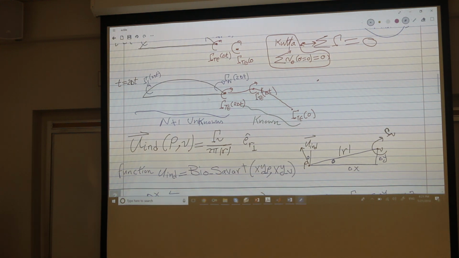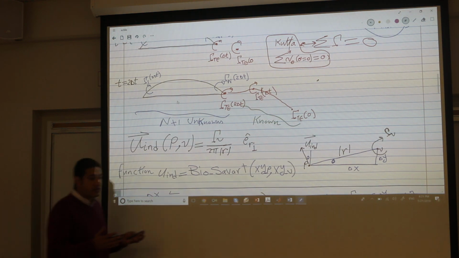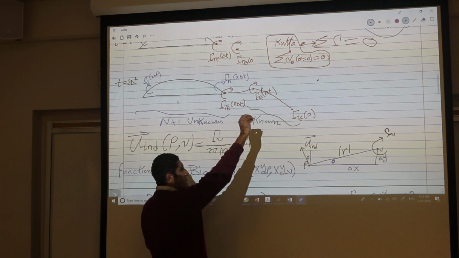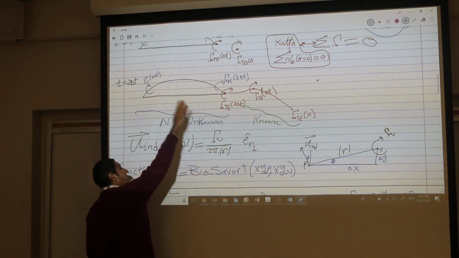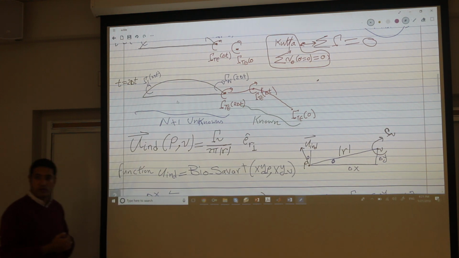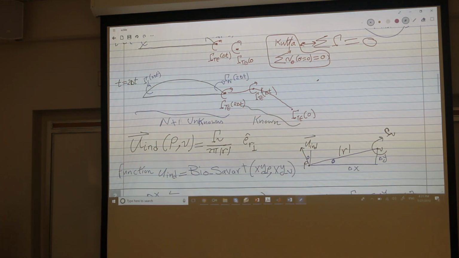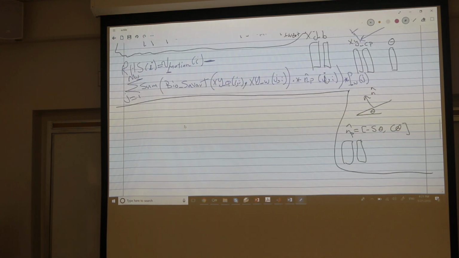They are known now. So U induced due to this guy due to bound, right? And this is the absolute velocity, or inertial. If you want to get it relative to the airfoil, you need to subtract the velocity of the airfoil, okay? So this is if I want to get the velocity at any point.